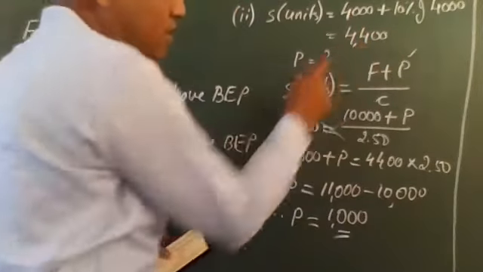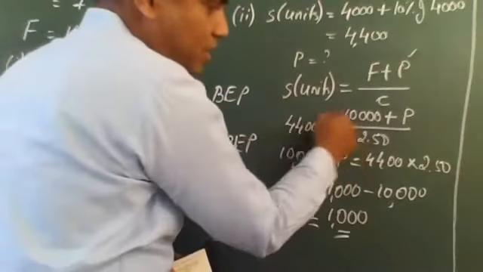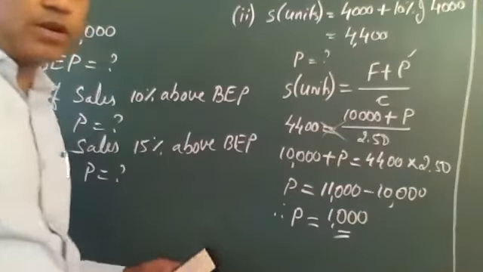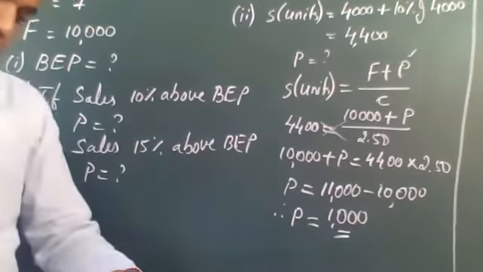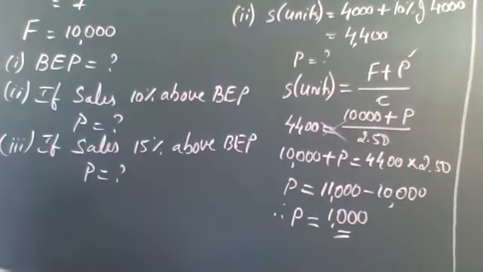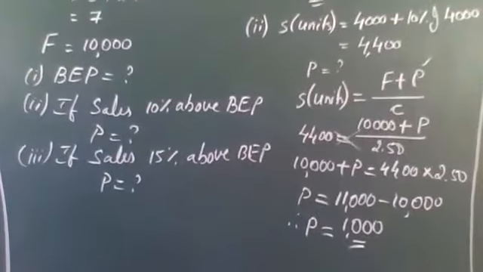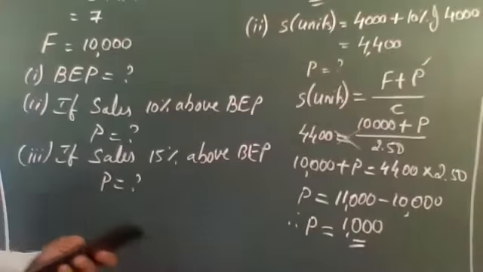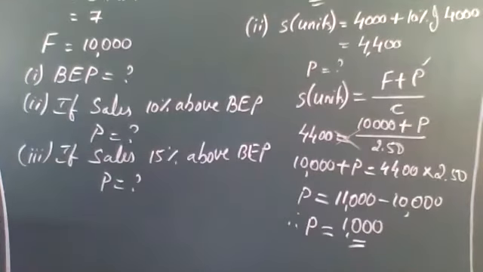So if you put 15% here, you get 600 units extra. So 4,600 you will write here. 4,600 into 2.5, you get something. From that you deduct 10,000, you get your profit. That is about your question number 26. Are we done with it? Any questions you have? So I'll try to proceed with the next question.